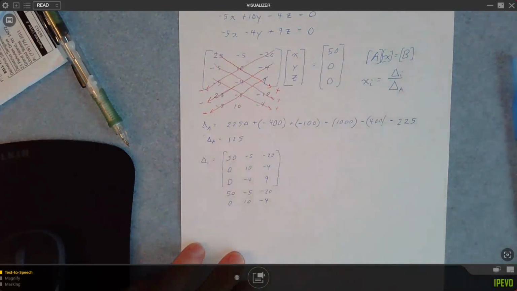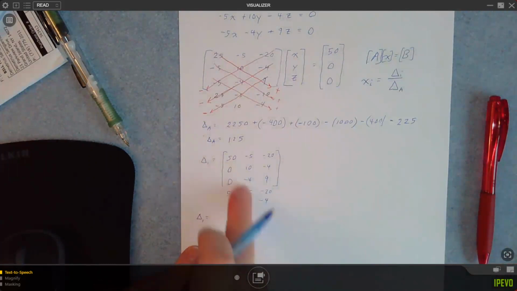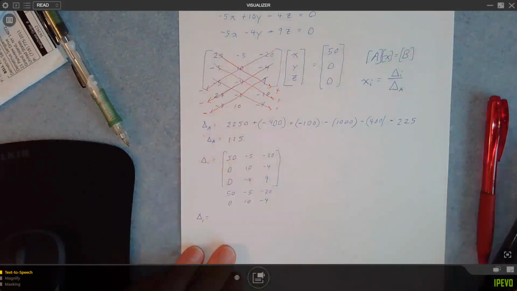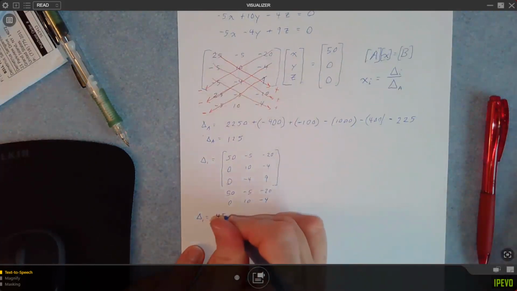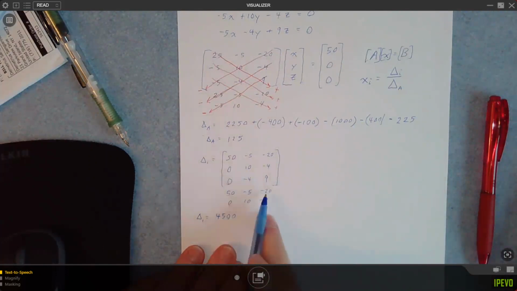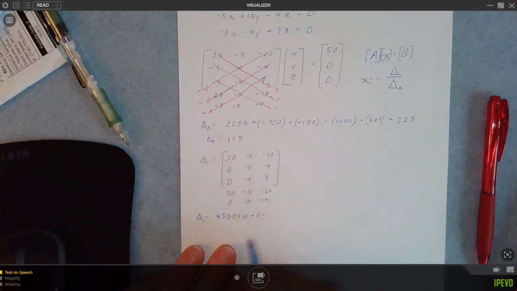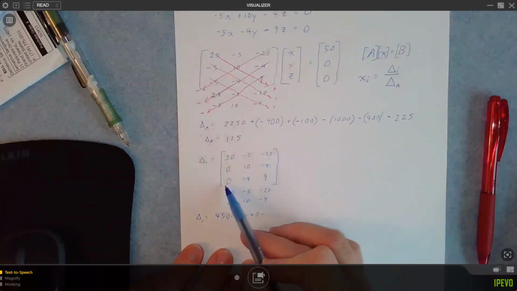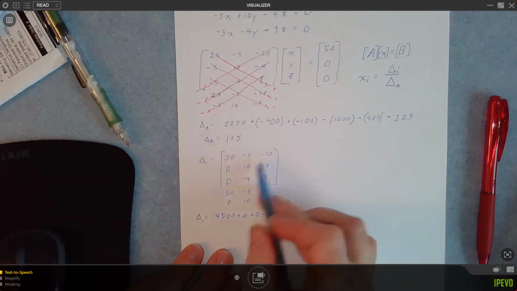All right, so now I'm left with a matrix where I can solve for the determinant. This is delta 1. We're going to have, notice here, 50 times 10 times 9, so that gives us 4,500. And then here we got a 0 and a 0, so that's plus 0 and then plus 0. And we're going to have a minus 0, right? 20 times 10 times 0.